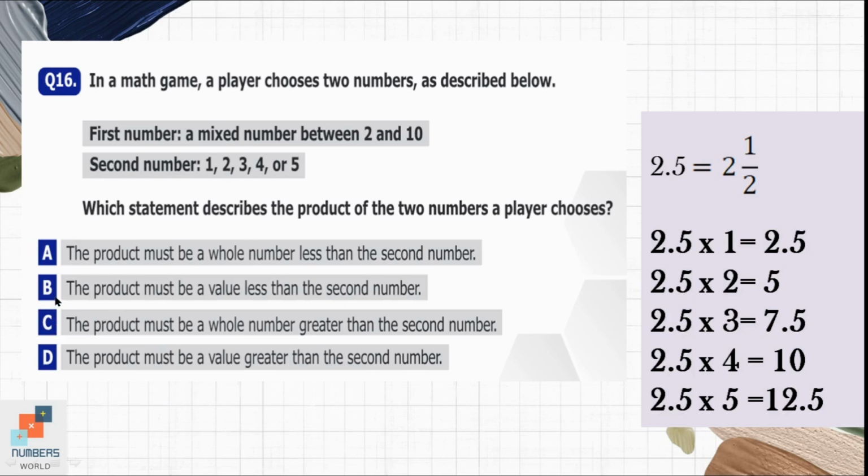Option B is the product must be a value less than the second number and option D is the product must be a value greater than the second number. Let's suppose our first number is 2.5 and the second is 4. The product of these two numbers is equal to 10, which is greater than the second number 4. Similarly, we can check the rest of the options as well. All the products are greater than the second numbers. So option D is the correct one and B is incorrect.